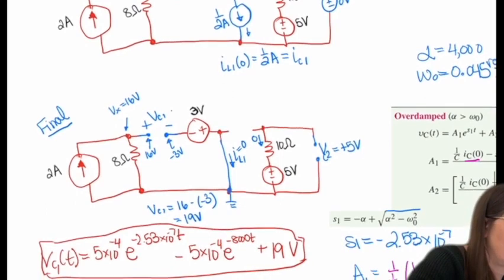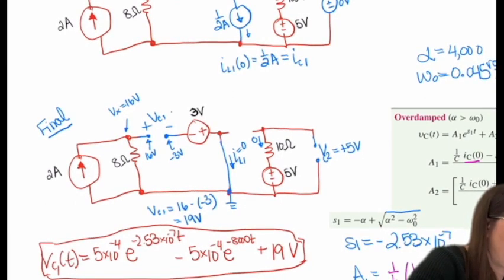Uh-huh. Wouldn't there be current going the other way on that 8 ohm resistor, so it would change the voltage drop?